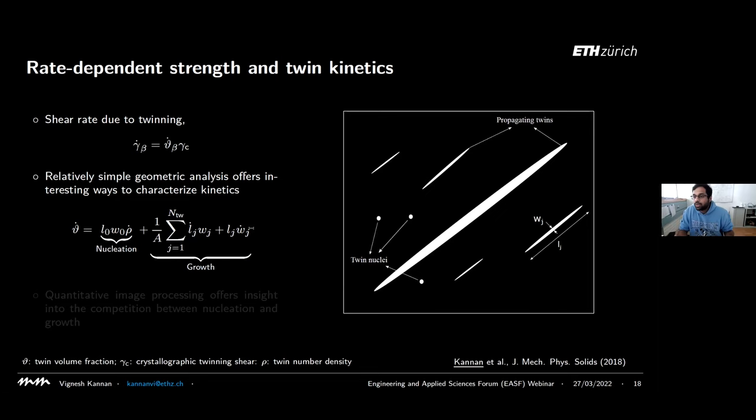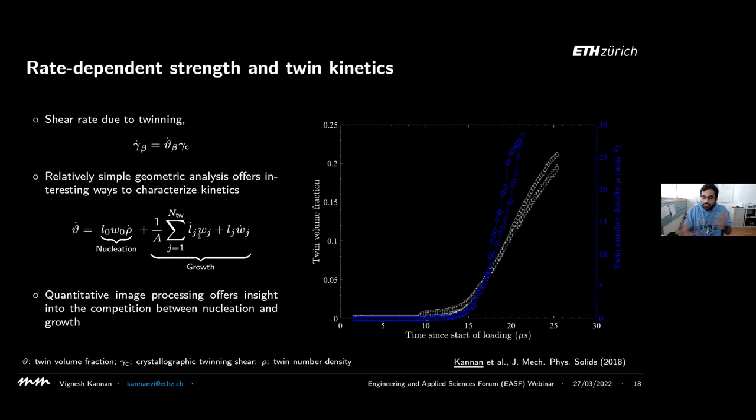We measured a peak twin tip velocity of 1 kilometer per second and a twin boundary velocity of 35 meters per second. So we have a sense of the orders of magnitude of these numbers. Right? So if you do a little bit of simplification of this, and we ended up doing some quantitative image processing, you can extract this competition between nucleation and growth.